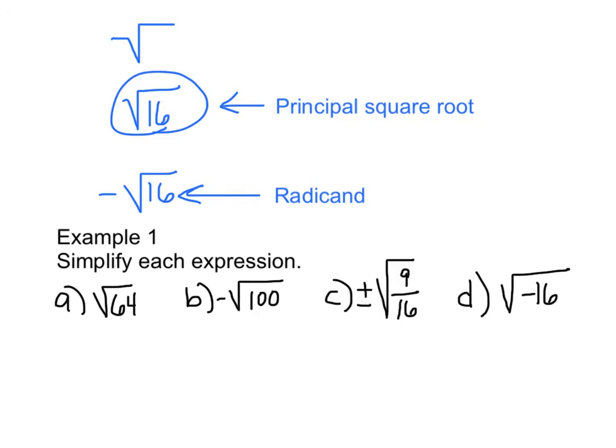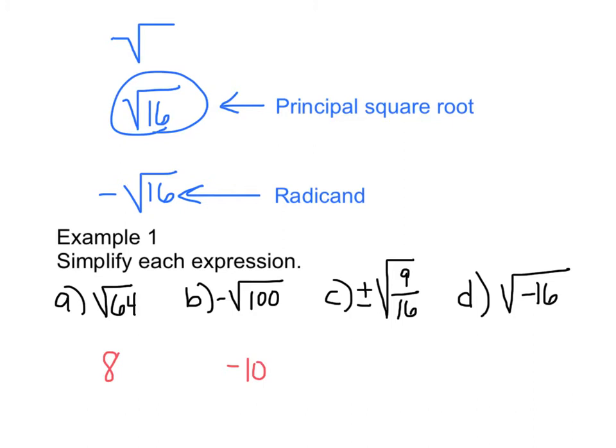So let's look at example 1. Simplify each expression. A, the square root of 64. That's asking for the principal square root, the positive value of this. So this is going to be 8. B asks for the negative square root of 100. So our answer is going to be negative 10.